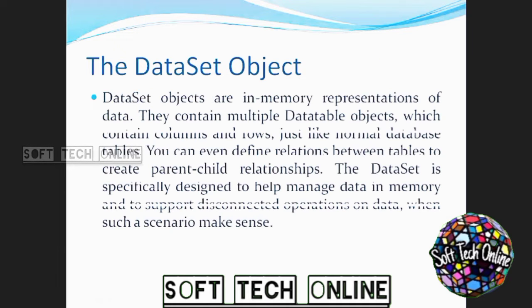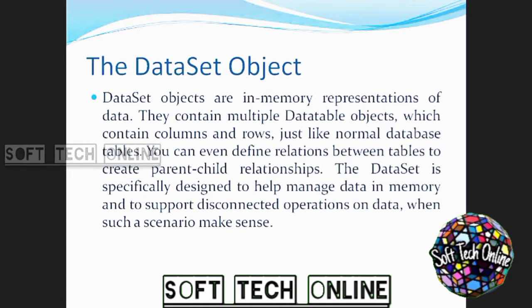Now let's see the dataset object. Dataset objects are in-memory representations of data. They contain multiple data table objects which contain columns and rows, just like normal database tables. You can even define relationships between tables to create parent-child relationships. The dataset is specifically designed to help manage data in memory and to support disconnected operation on data when such a scenario makes sense. So this is about the dataset object.